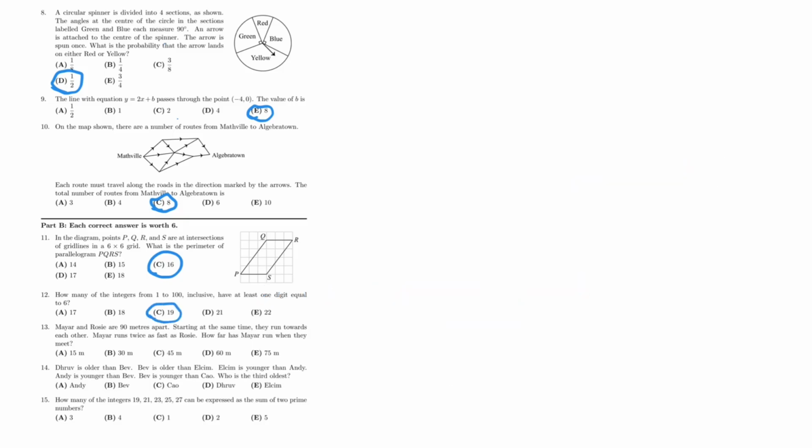Number 13. Maya and Rosie are 90 meters apart. Starting at the same time, they run towards each other. Maya runs twice as fast as Rosie. How far has Maya run when they meet? So Maya is here. Rosie is here. They run toward each other. They will meet somewhere in the middle.